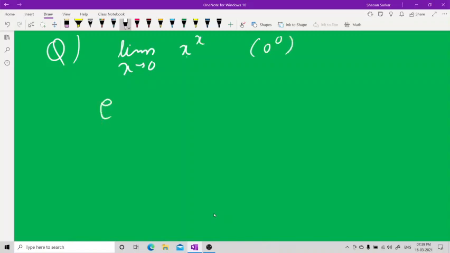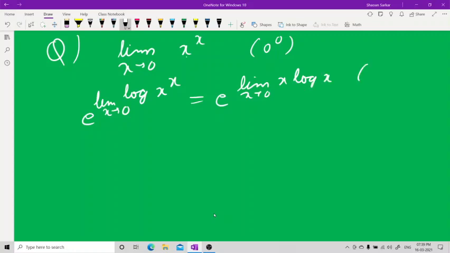Now you write it like this: limit, you write this as e to the power of log of x to the power of x, because a can be written as e to the power of log a. Now drop all this. Yes, you can write directly e to the power of limit x tending to 0 of log of x to the power of x. This is the same as e to the power of limit x tending to 0 of x log x.